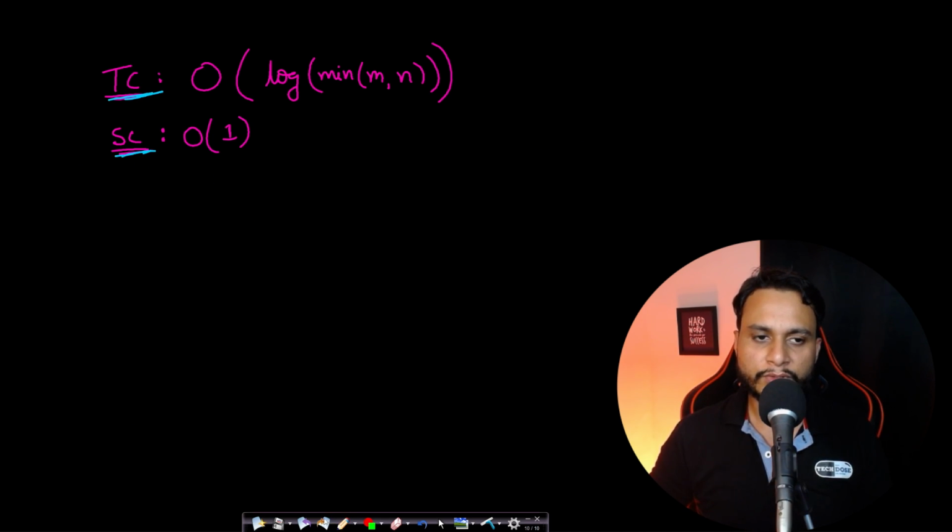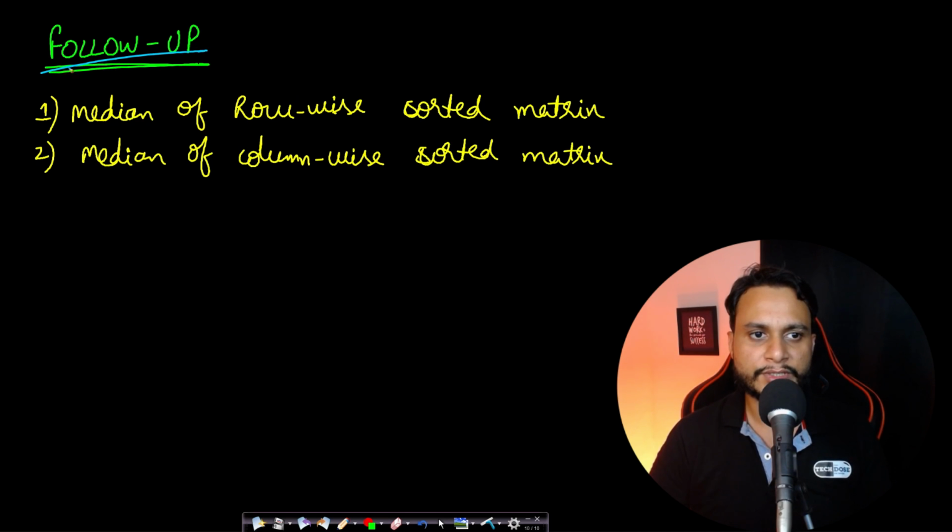Before looking at the code, let's look at the follow-up questions. The first follow-up question can be find median in a row-wise sorted matrix, and another follow-up question can be finding median in a column-wise sorted matrix. We will cover this in separate videos, hence I will not explain this here. Now let us look at the code.